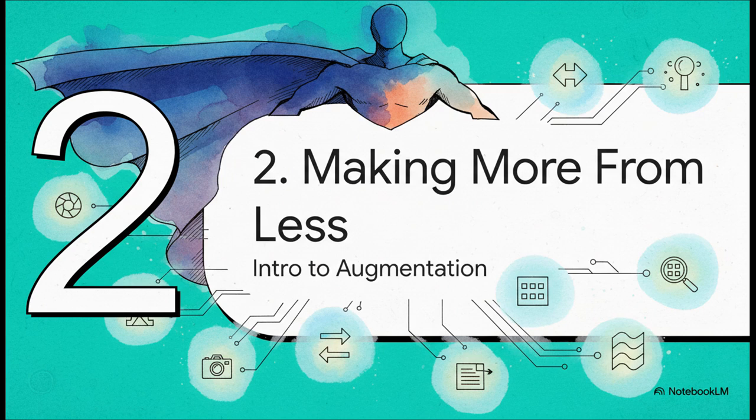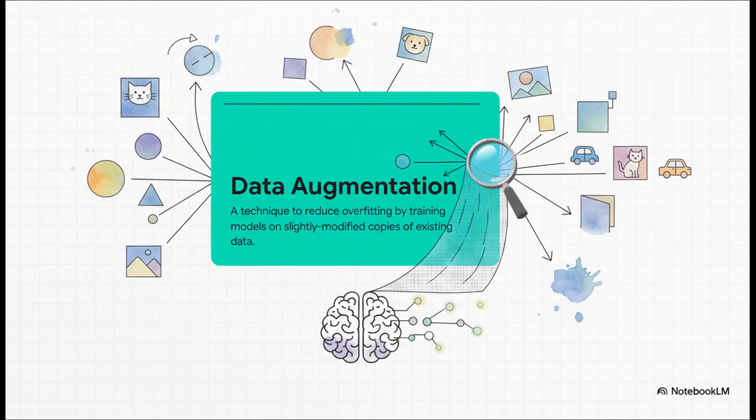So, how in the world do we fix this? Well, this is where our hero, data augmentation, swoops in. It's this really clever strategy for basically creating more data from the stuff you already have. And it works on everything from pictures you can see to signals you can't. So here's the big idea in a nutshell.